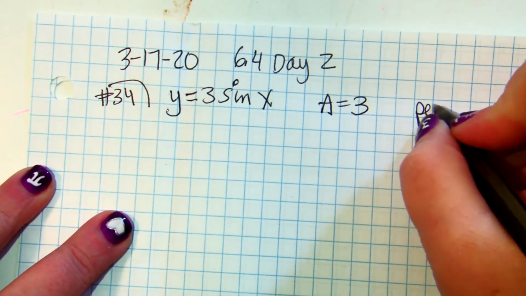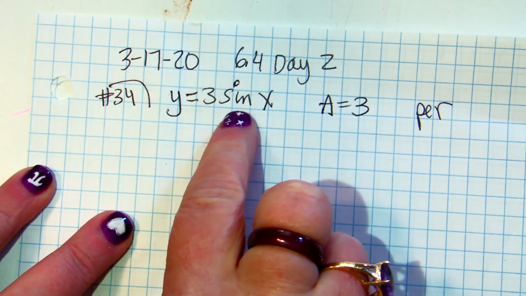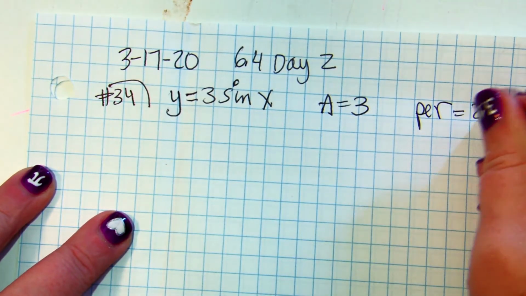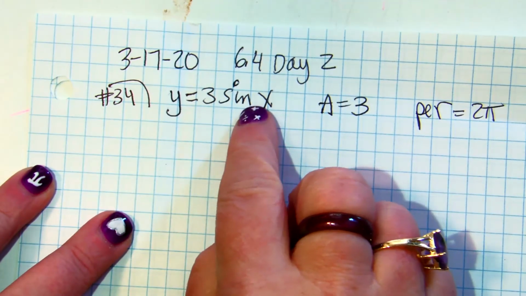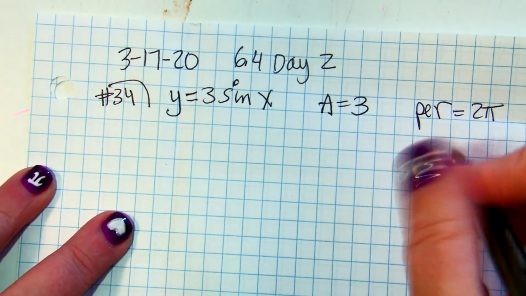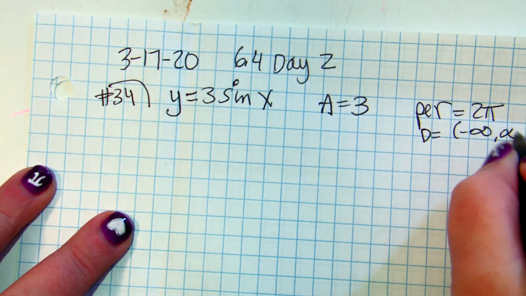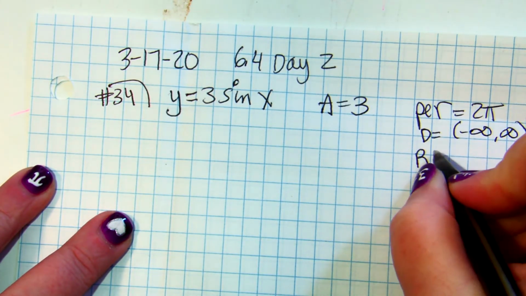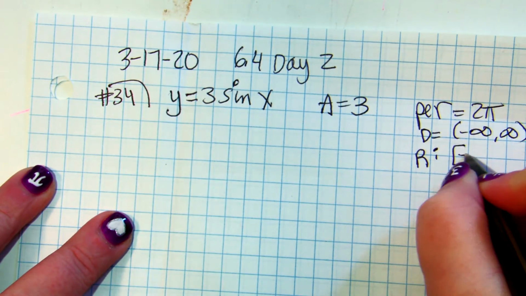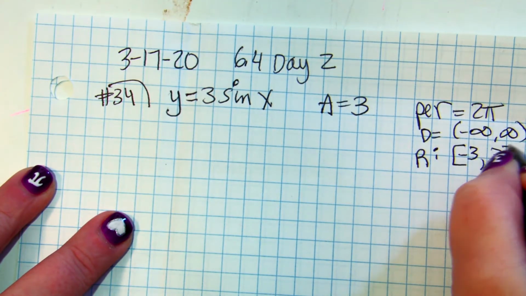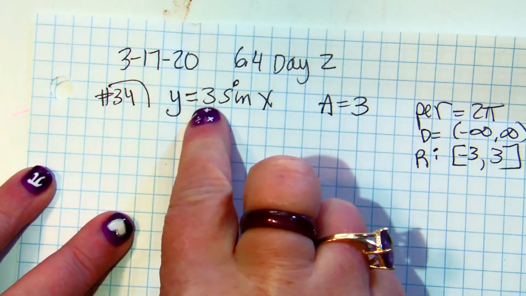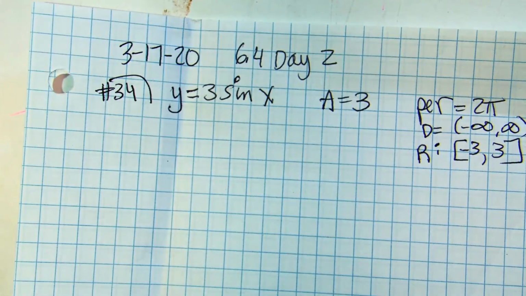What is the period of sine? 2 pi over w, and there's no w in front, so the period is 2 pi. The domain is all real numbers, and the range is going to go from -3 to +3 because of the 3 in front of the sine. I need something to draw a straight line with.